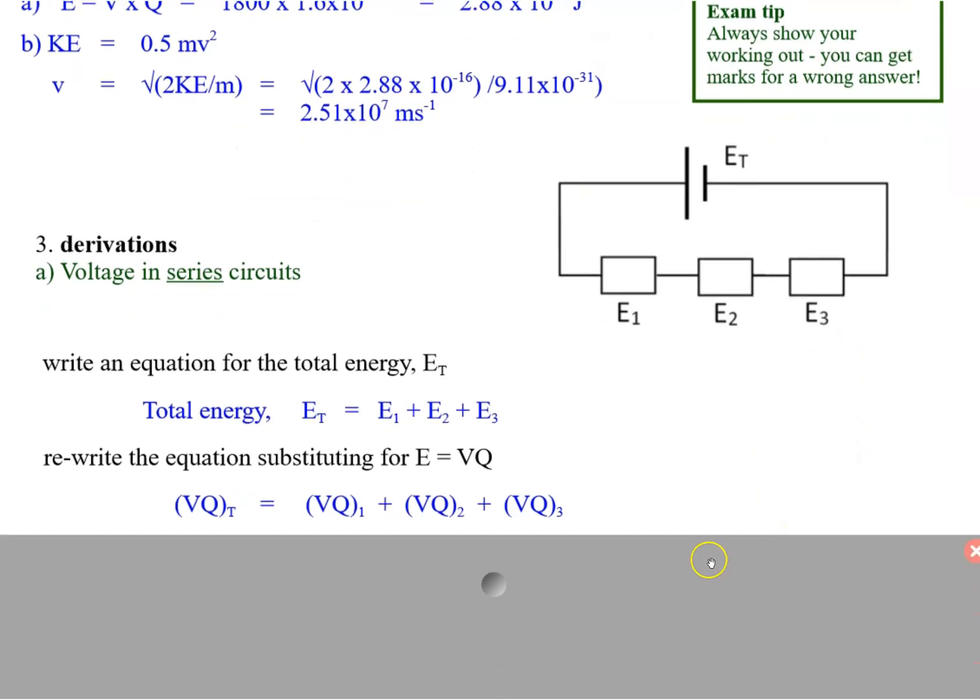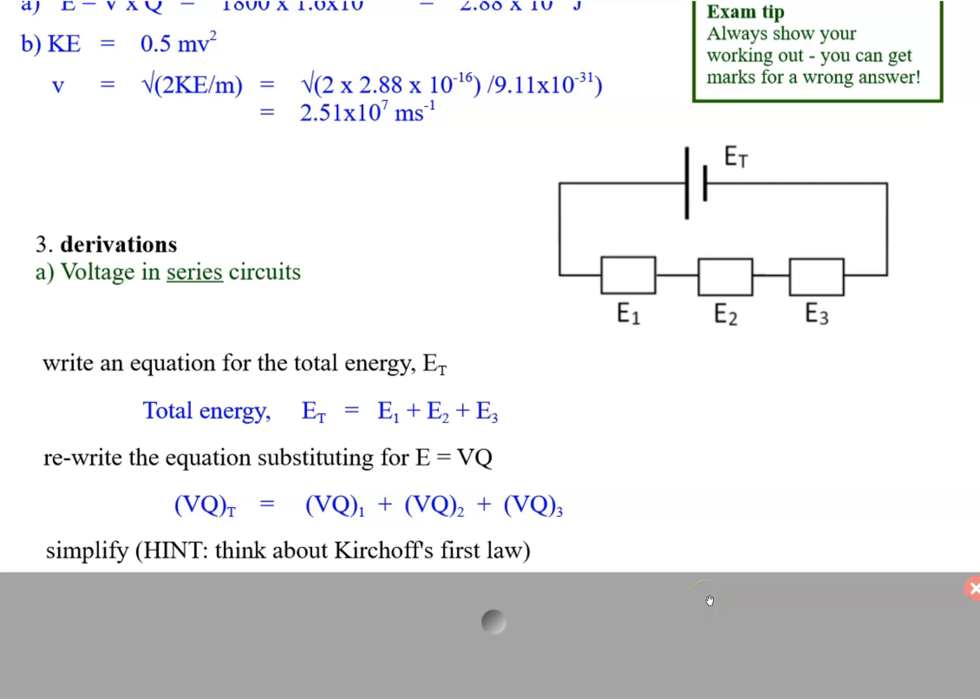Right, so how do we simplify this? Think about Kirchhoff's first law. We talked about the current being the same all the way around the circuit. We also mentioned conservation of charge. So Kirchhoff's first law is based on conservation of charge. The charge at any particular point must be the same. The rate of flow of charge, that is the current, is the same.